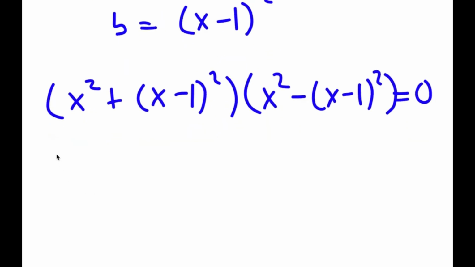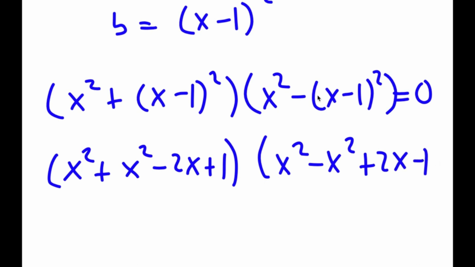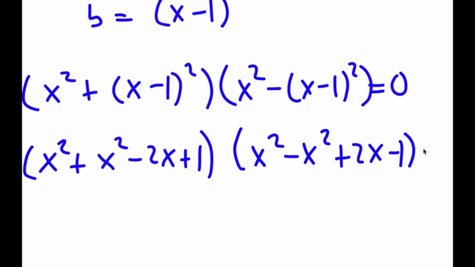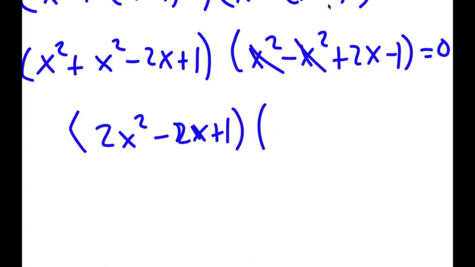Now, (x - 1) squared, let's go ahead and expand that. That's going to equal x squared minus 2x plus 1. So I have (x squared + x squared - 2x + 1) times (x squared - x squared + 2x - 1), because remember, you got to distribute the negative sign. And this is equal to 0. So now, let's go ahead and simplify this. x squared plus x squared is 2x squared. So I have (2x squared - 2x + 1) times, the x squared terms cancel out, so just (2x - 1), is equal to 0.